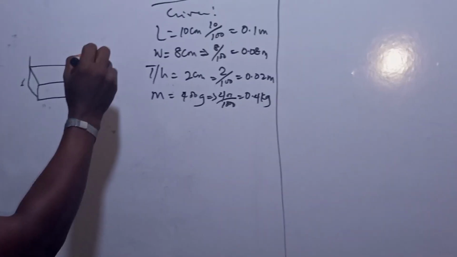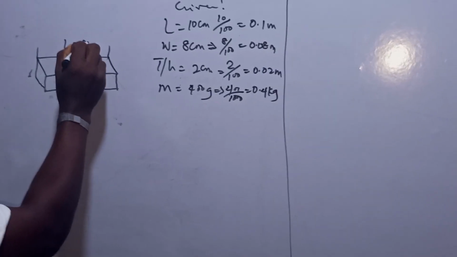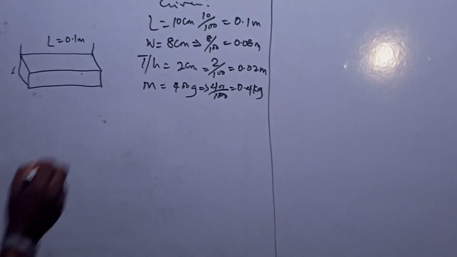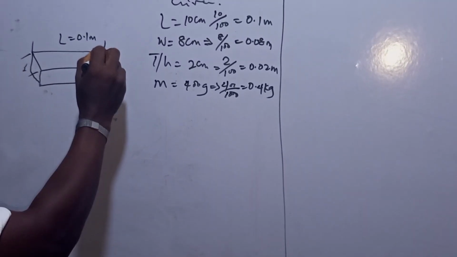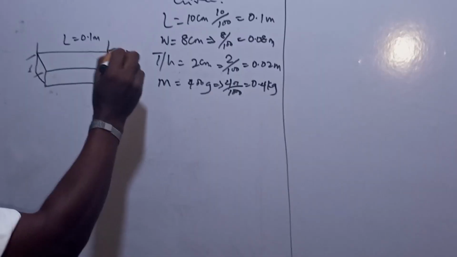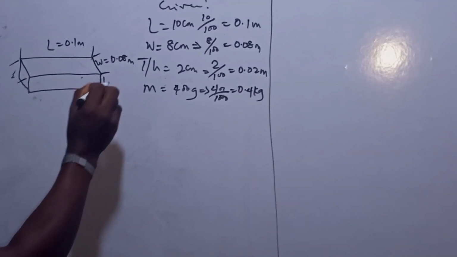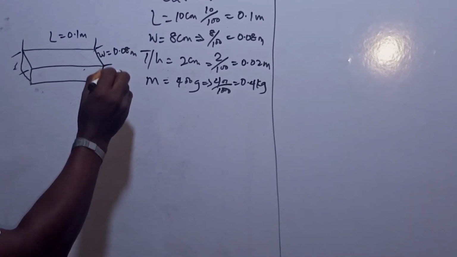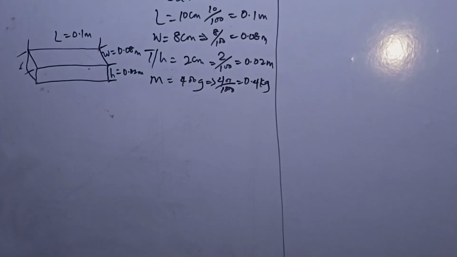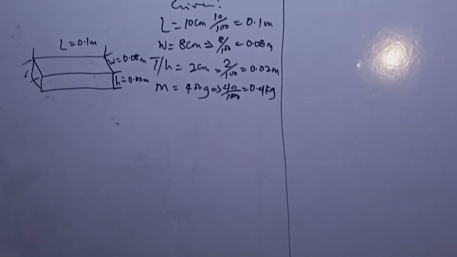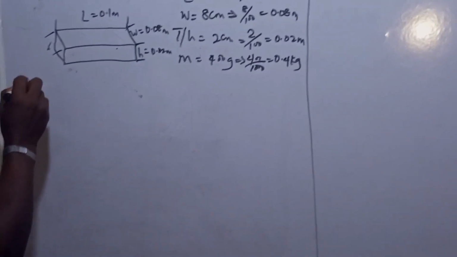Now I have here to be the length, which is the 0.1 meter. We have here, which is also here, to be the width, which is 0.08 meter. Now I have here from here to here to be the height. A lot of people don't know the difference between height and width. 0.02 meter. Now if you have gotten up to this, like I always say, you have gotten like 50% of the solution.